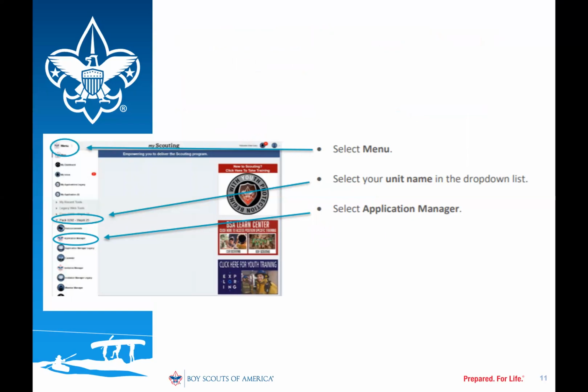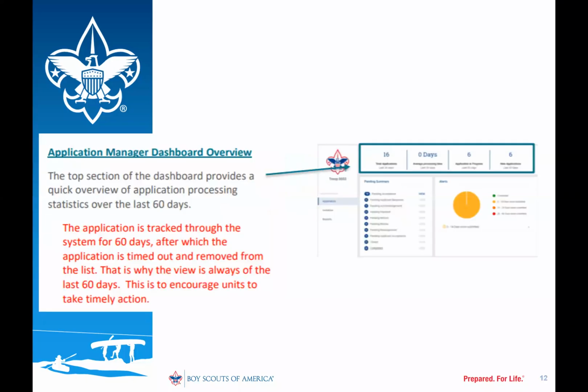All right, so let's talk about how to get to application manager. Let me just get my cursor on the screen so I can point while I'm talking. Just like the other tools that we were looking at, you're going to go up to your menu. You're going to select your unit. This is where I was clicking on the council because I'm not registered in the unit, but your unit should show up in the list. And then right up there towards the top, because it's alphabetical, you want to go to application manager.